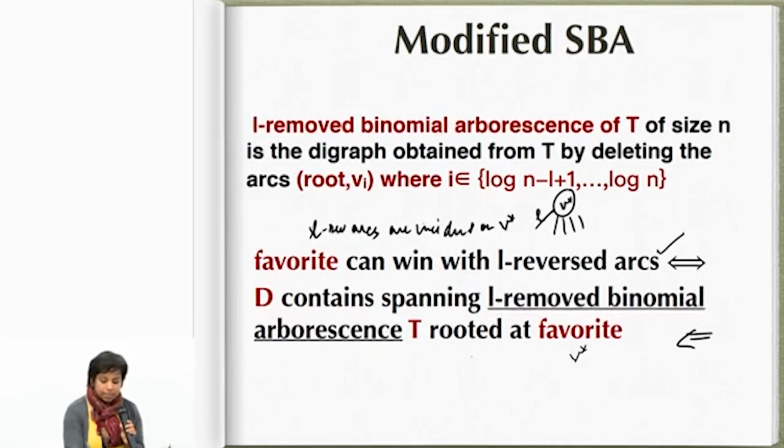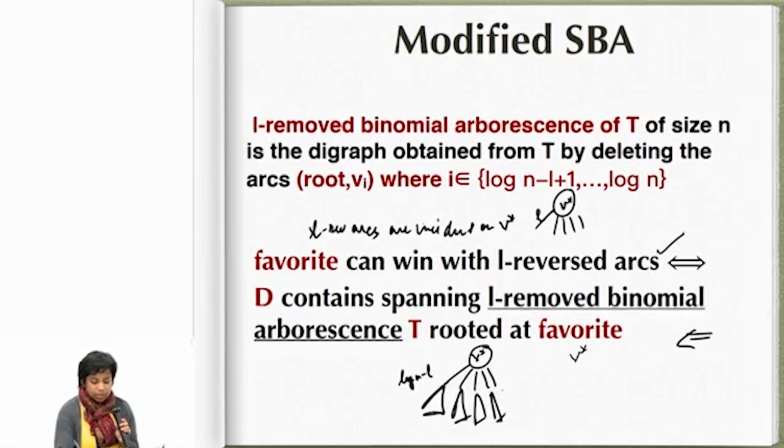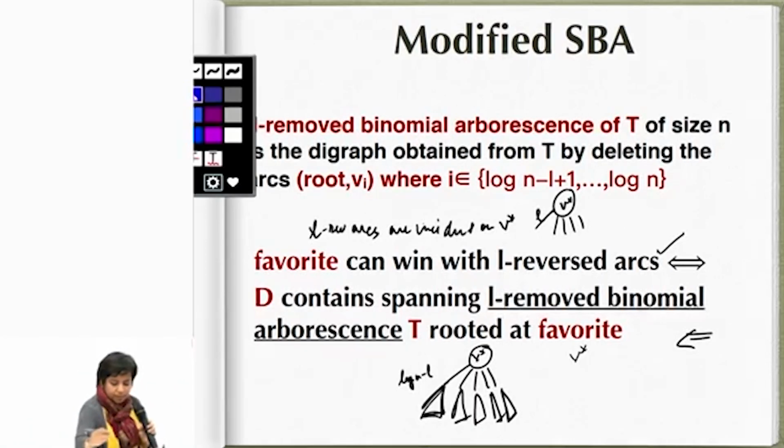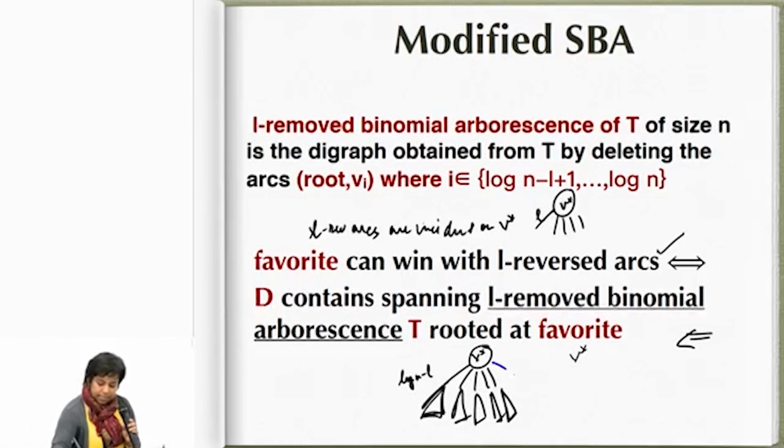looking at, it should be this. V star sitting at the root, its first log n minus L children have no reversed arcs incident on them, because I know that inside they will not have anything, and the last L, these are allowed to be blue.